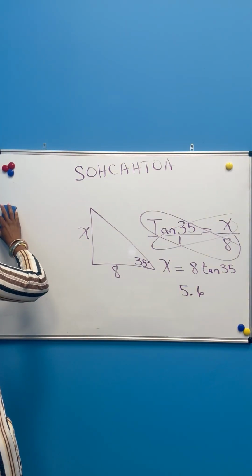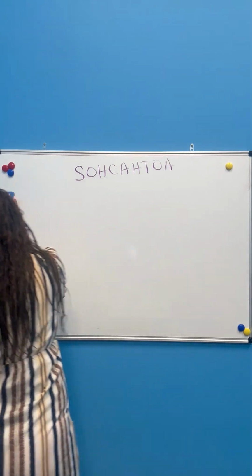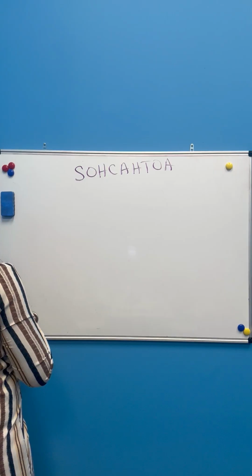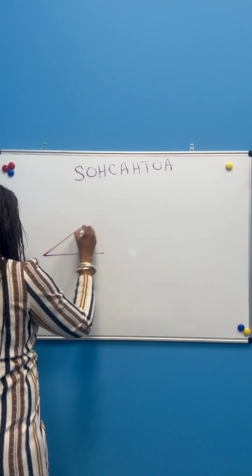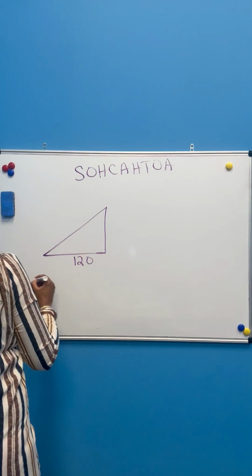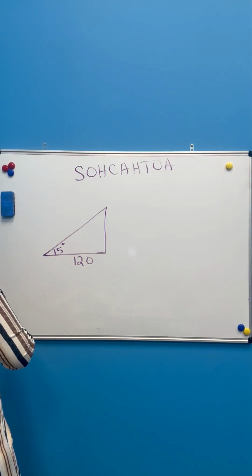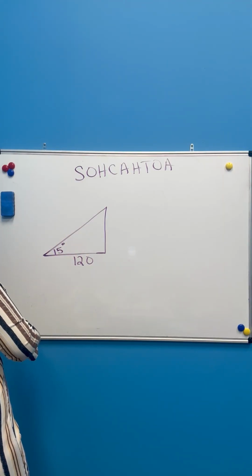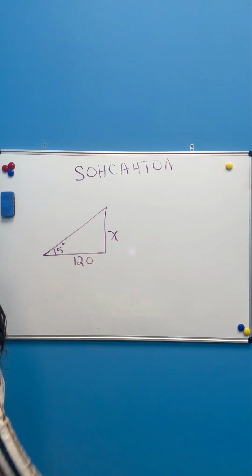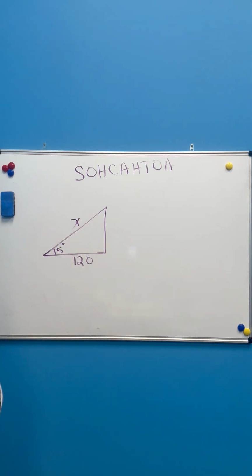All right, let's try another one. Again, these are only for right triangles. And we are solving for, in this one, our x is right here. Oh no, our x is right here, sorry.